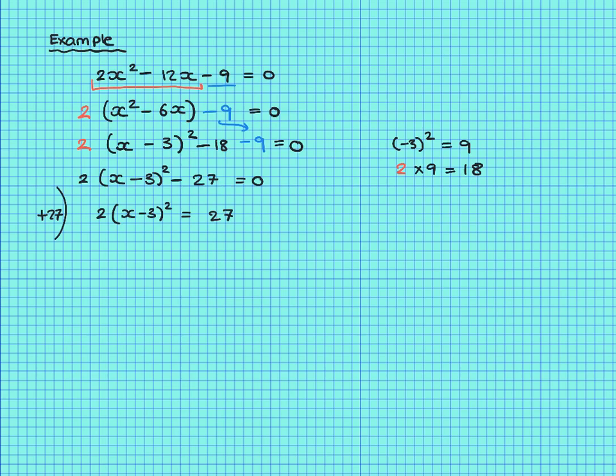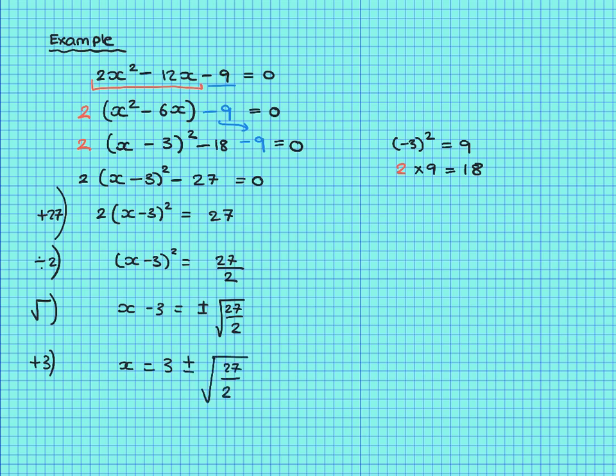Do not square root as the next step. You need to divide by 2 first of all. So x minus 3 all squared equals 27 over 2. Now let's square root. X minus 3 equals plus or minus root 27 over 2. And then add the 3, which gives us x equals 3 plus or minus the root of 27 over 2.